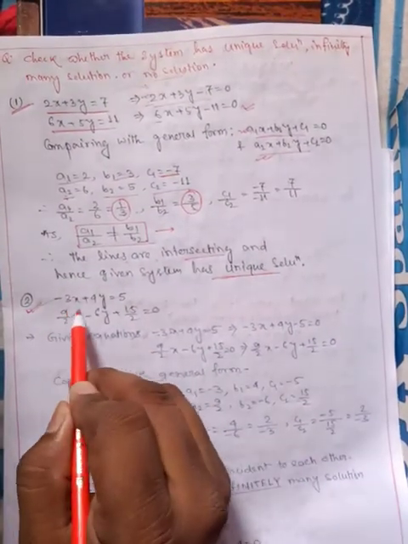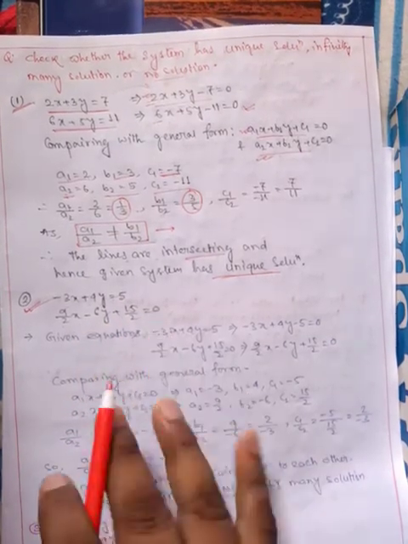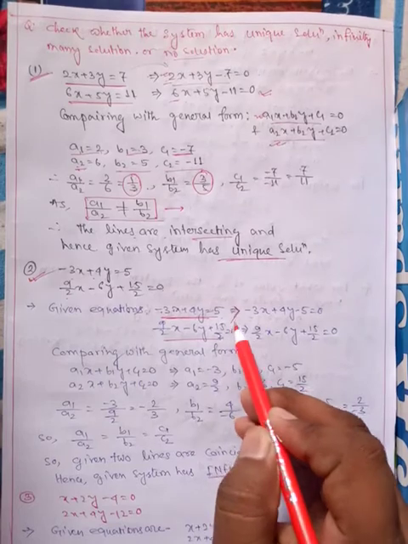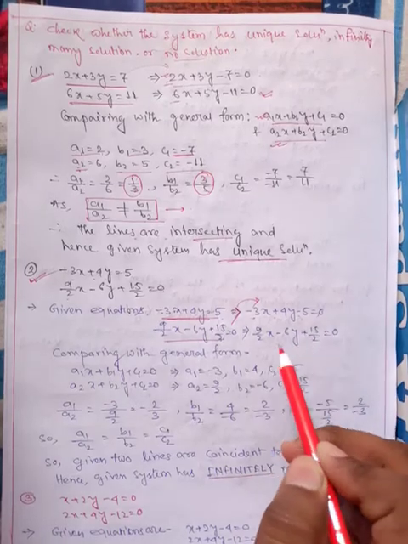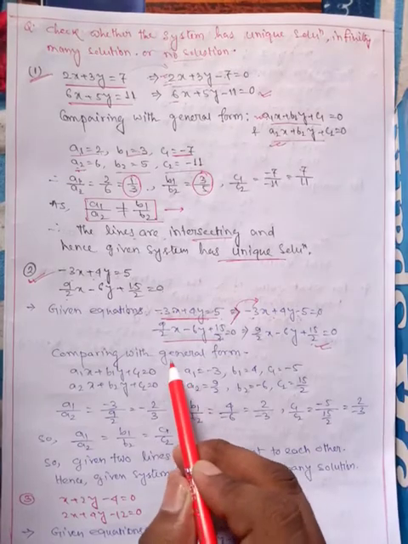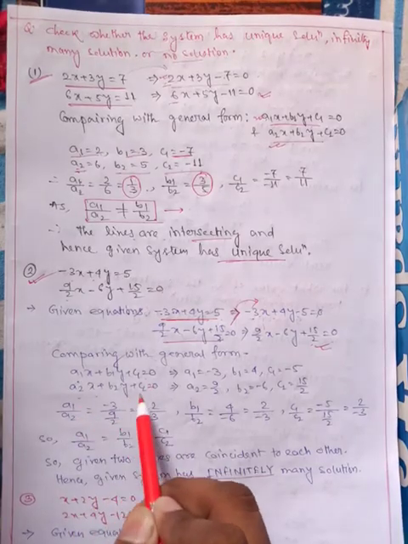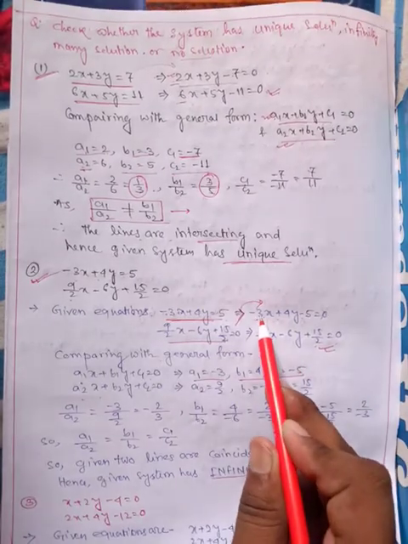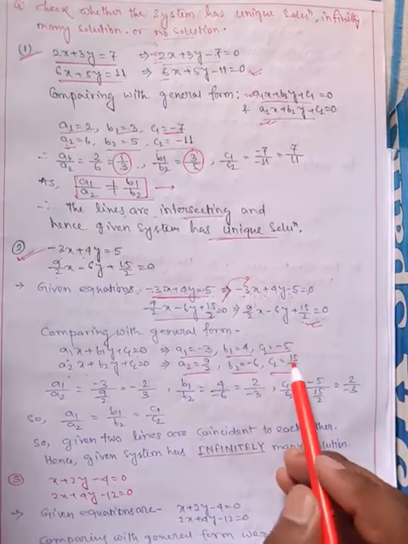Second example, minus 3x plus 4y equal to 5, and 9 by 2 x minus 6y plus 15 by 2 equal to 0. So you can convert this linear equation into the general form: minus 3x plus 4y minus 5 equal to 0 and 9 by 2 x minus 6y plus 15 by 2 equal to 0. Now compare these two equations with the general form a1x plus b1y plus c1 equal to 0, a2x plus b2y plus c2 equal to 0, which gives a1 equal to minus 3, b1 equal to 4, c1 equal to minus 5, because these are the coefficients of x, y and the constant term. a2 equal to 9 by 2, b2 equal to minus 6, c2 equal to 15 by 2.